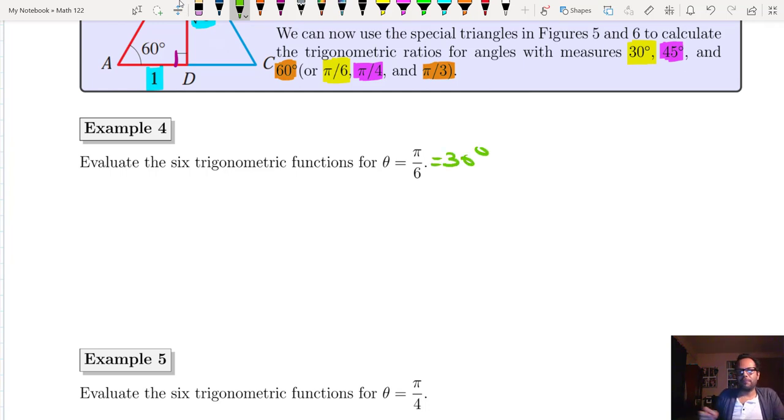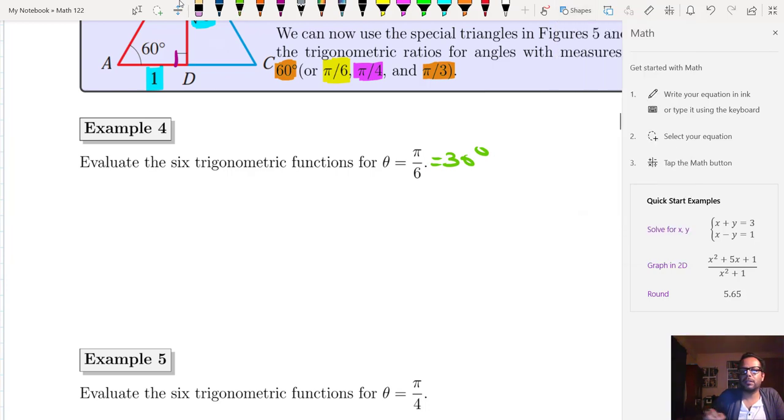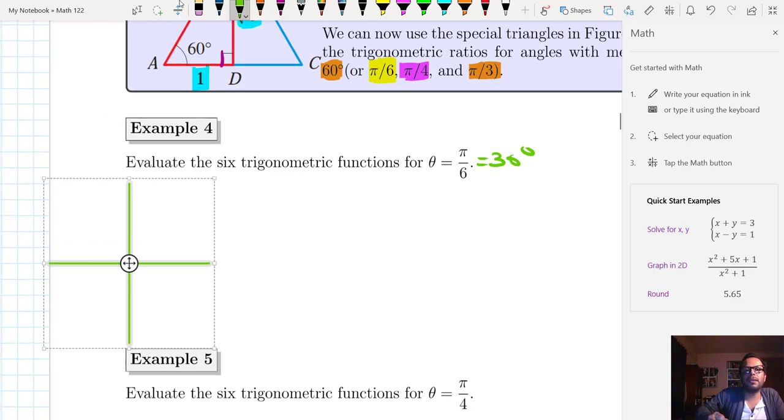All right, in order to do this, let me use a shape. Let me see if this works. Okay, this should be enough space, hopefully.